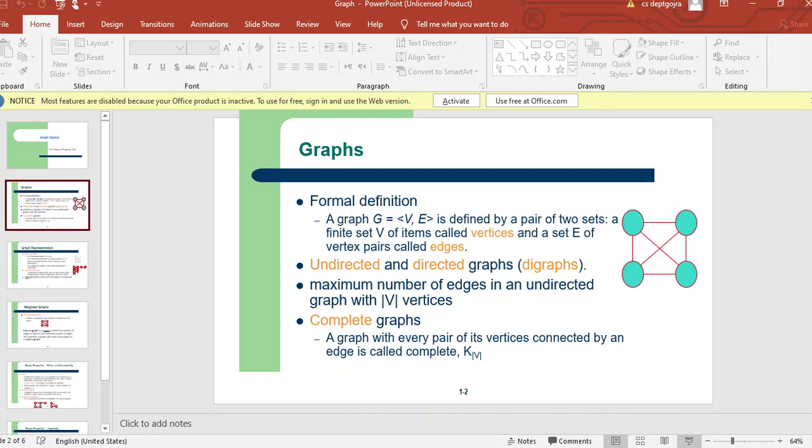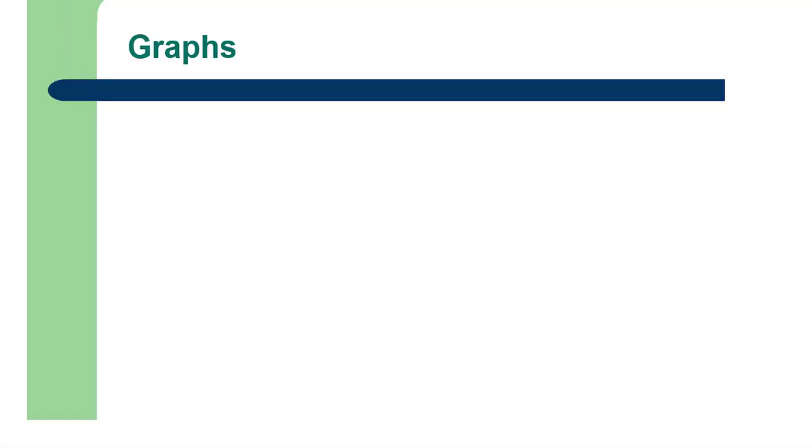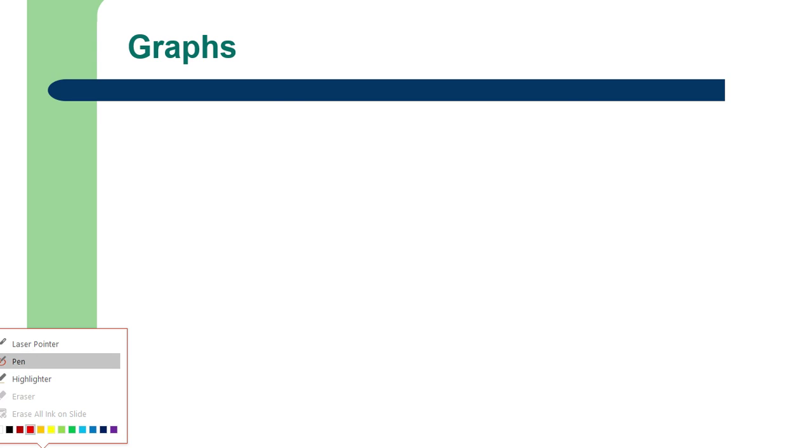Today's topic is about a graph. A graph consists of different vertices and edges. We can say that G is a graph that is composed of different vertices and edges. Vertices are connected using edges.